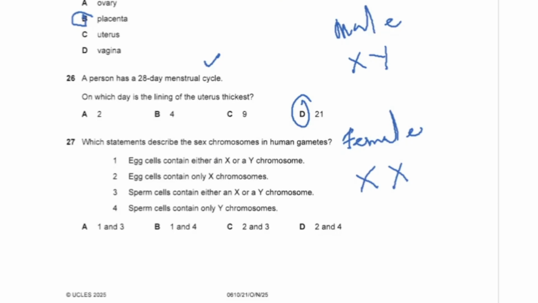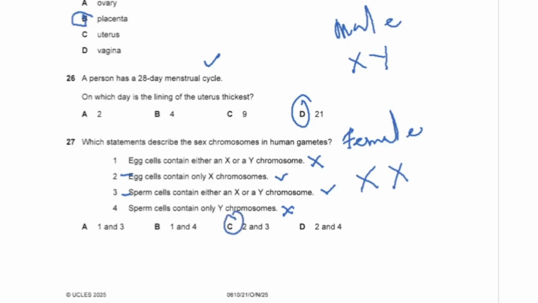Egg cells contain either an X or Y chromosome, so this statement is wrong. Egg cells contain only X chromosome, this statement is correct. Sperm cells contain either X or Y chromosome, this statement is correct. And then sperm cells contain only X, this statement is wrong. Okay, so looking at that closely, you see that the correct answer is statement 2 and statement 3, and the correct answer there is option C.